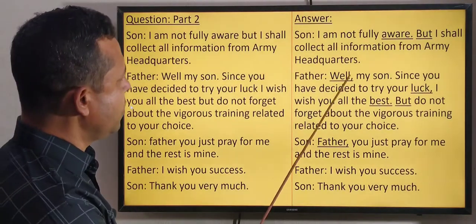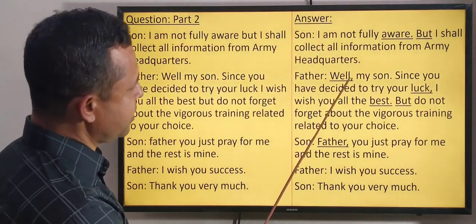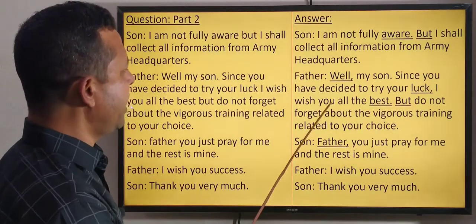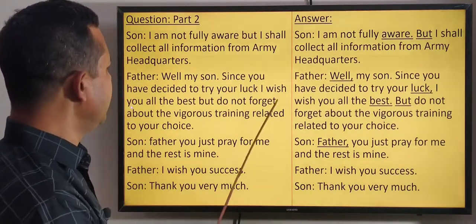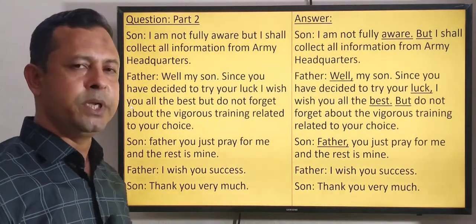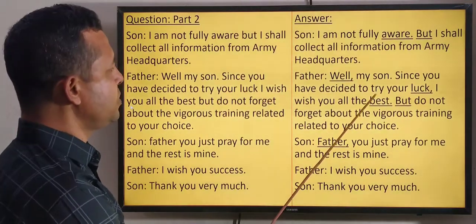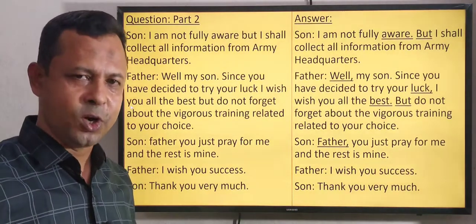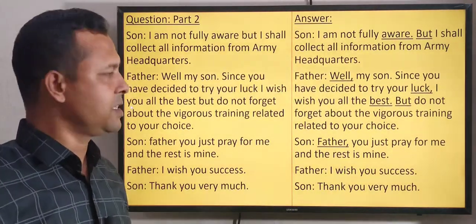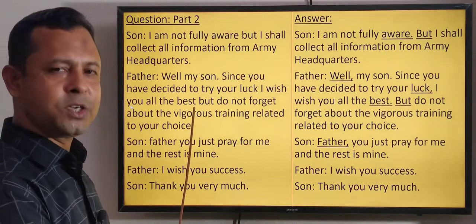Here you see well. After well we use a comma. Remember it always. I have used a comma here and I have underlined it. Here you can see, since you have decided to try your luck. In the original text there is no comma. The rule is that after every subordinate clause you have to use a comma. Since you have decided to try your luck, this is a subordinate clause and that's why I have used a comma here and I have underlined the correction. I wish you all the best. After best there is no punctuation mark.